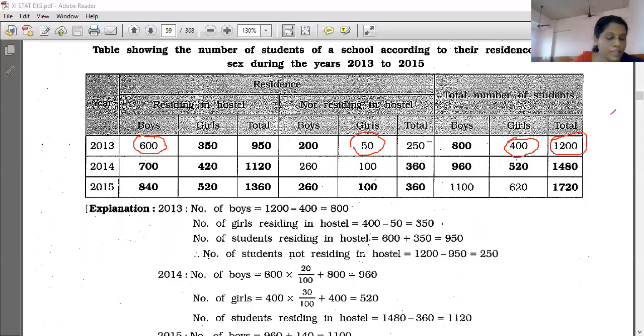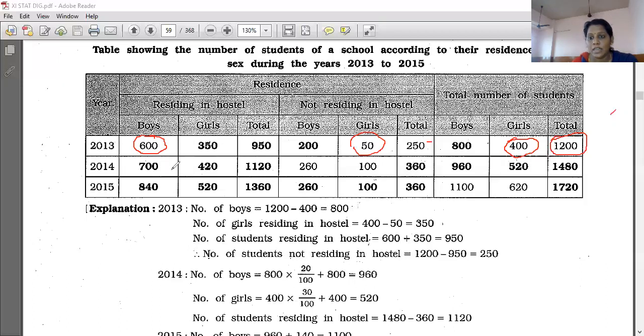Okay. Now they have given in the next sentence the year 2014. Until the year changes in a sentence, we will not change the year, right? So in the year 2014 there is an increase of 20% in the number of boys.